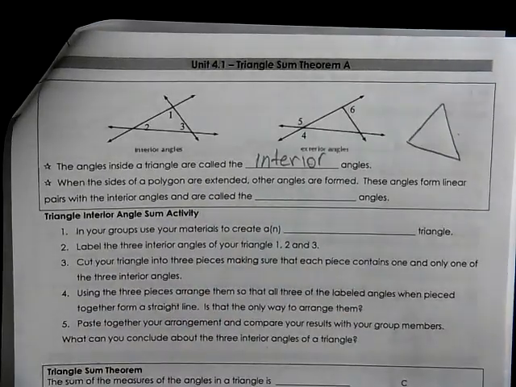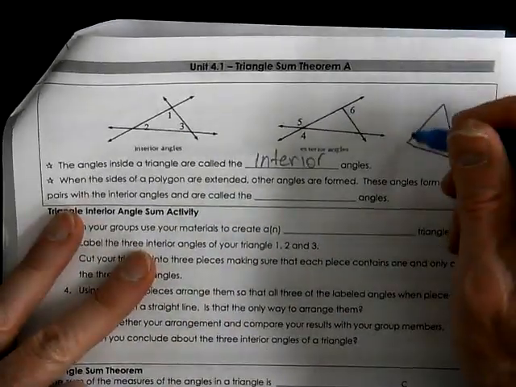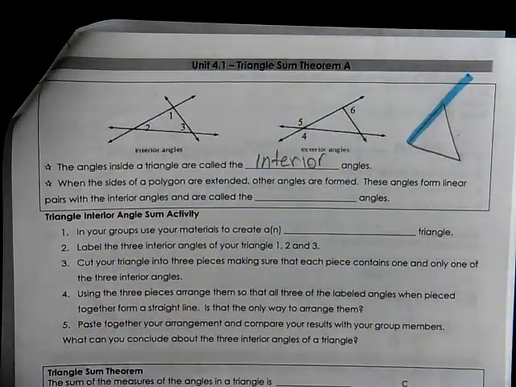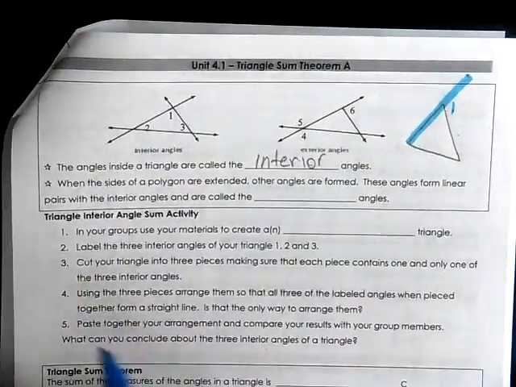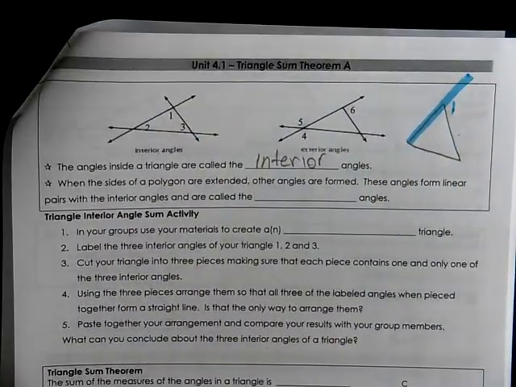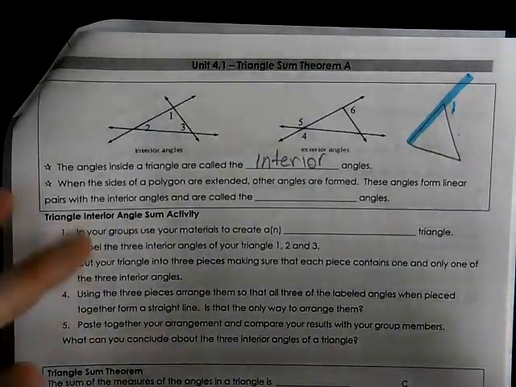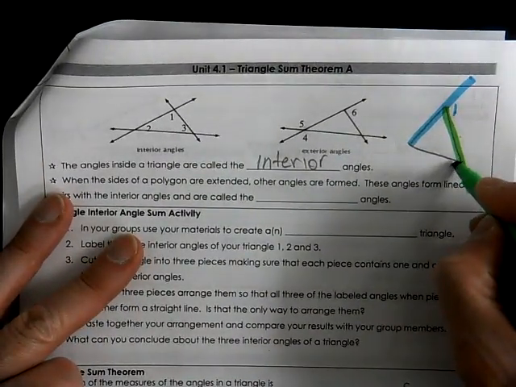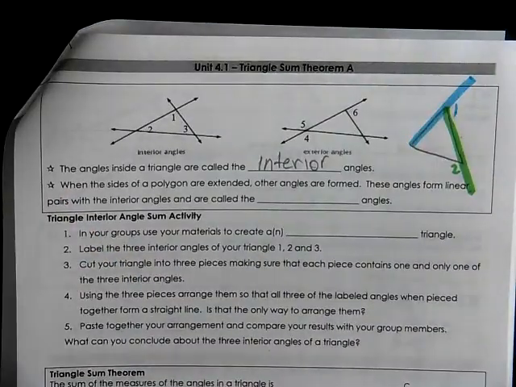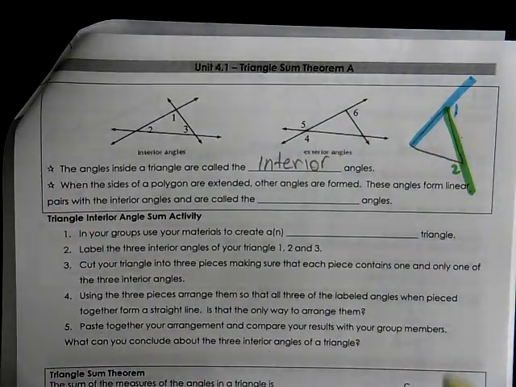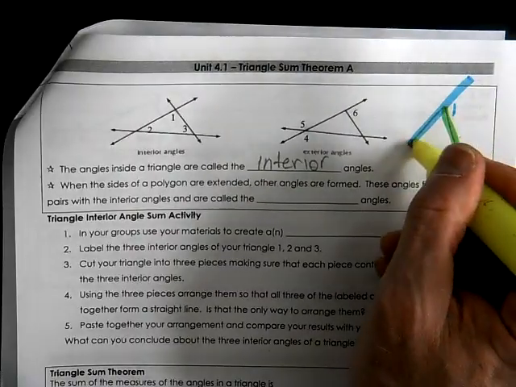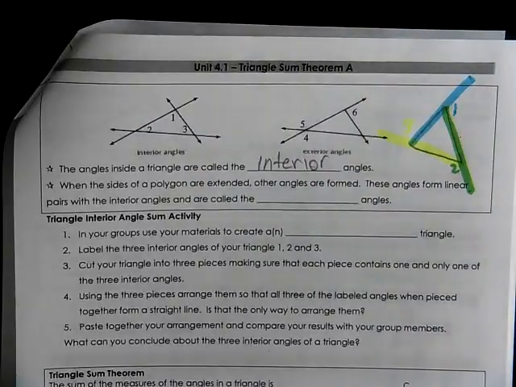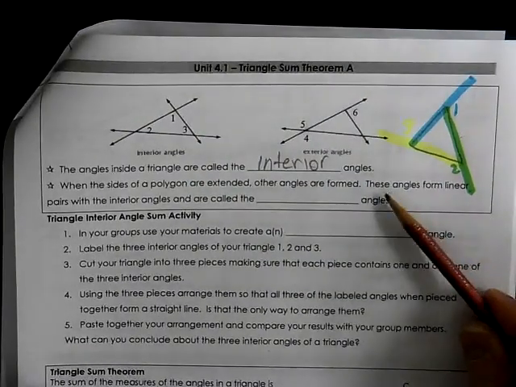When the sides are extended, when we extend the side, we're talking about pushing that side still farther out. And we create this angle on the outside of the shape. And we can extend the other side of the triangle, and we create another angle. And just like that, we can do the third side. So the angle that is formed on the outside is called an exterior angle.